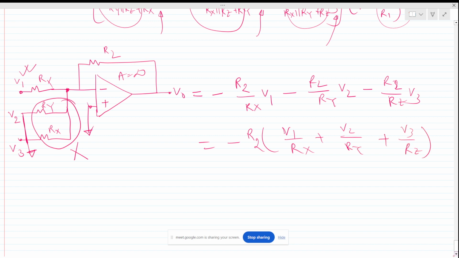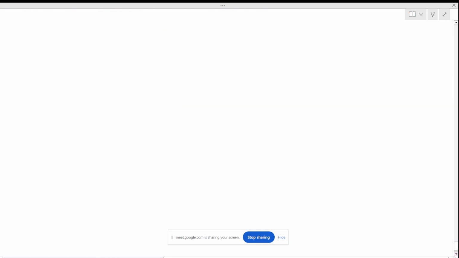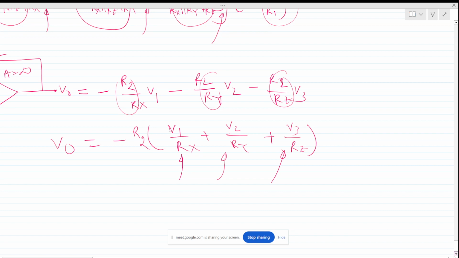We can scale down with this term, but the waveform nature of Vout will be the addition of V1, V2 and V3. If we make R2 equal to Rx and Ry, then it is a pure addition, normally the minus of V1 plus V2 and V3.